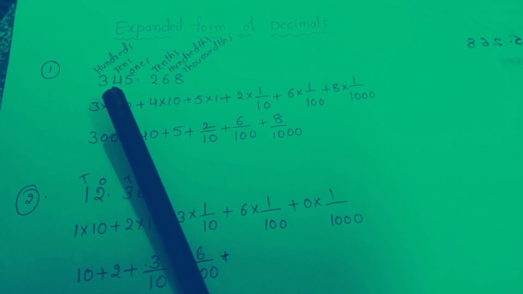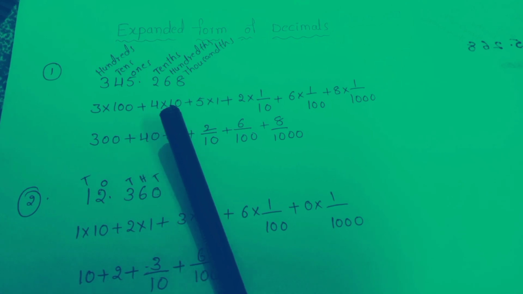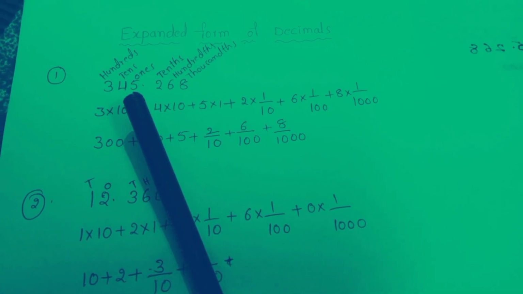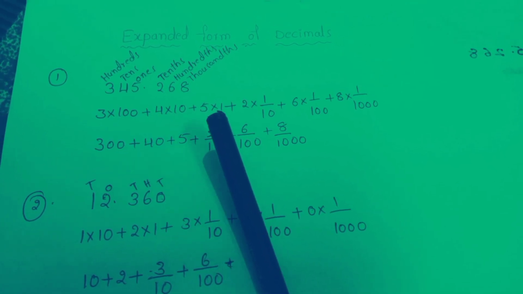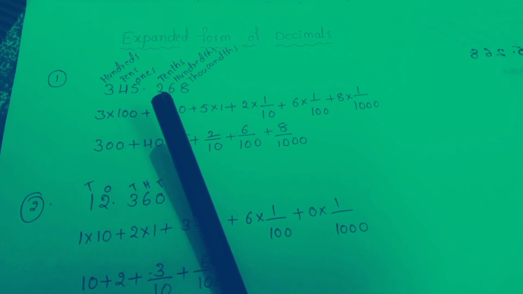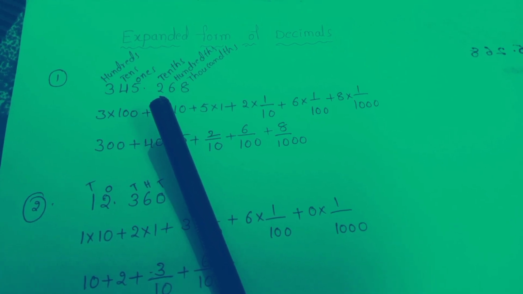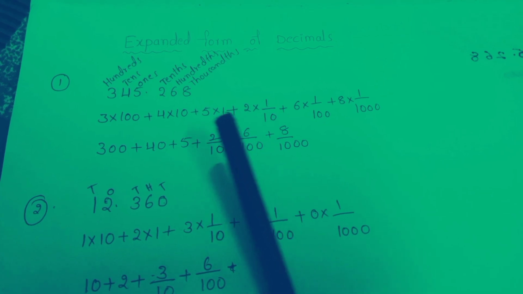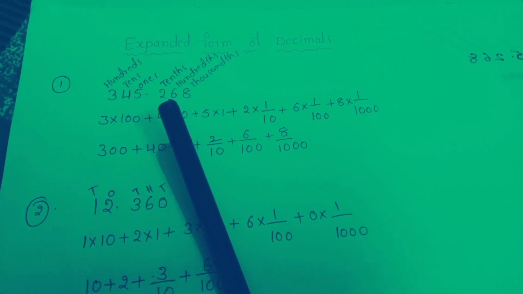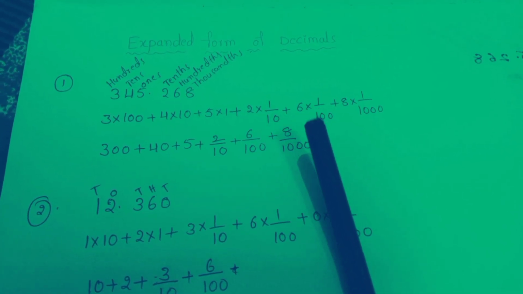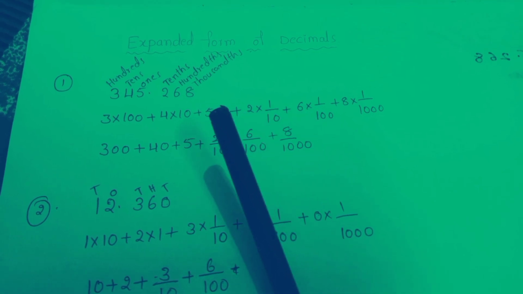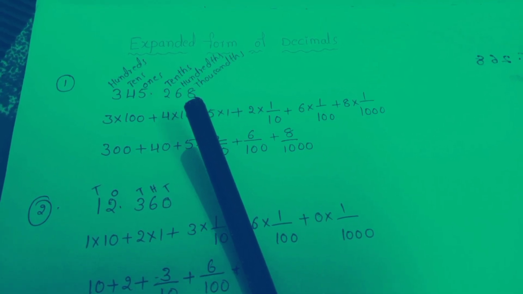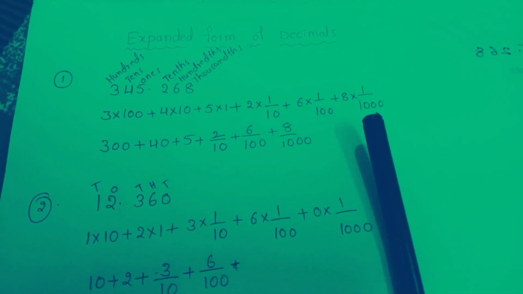4 is in the tens place, 4 into 10. Next, 5 is in the ones place, so 5 into 1. 2 is in the tenths place, 2 into 1 by 10, plus 6 is in the hundredths place, 6 into 1 by 100, plus 8 is in the thousandths place, so 8 into 1 by 1000.